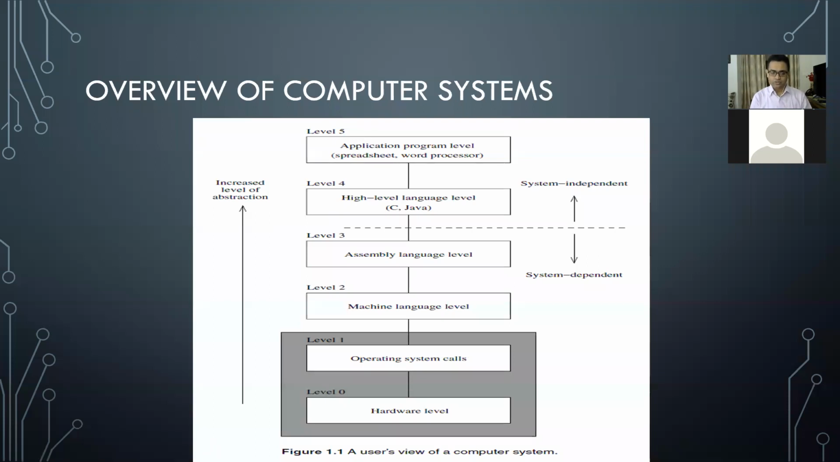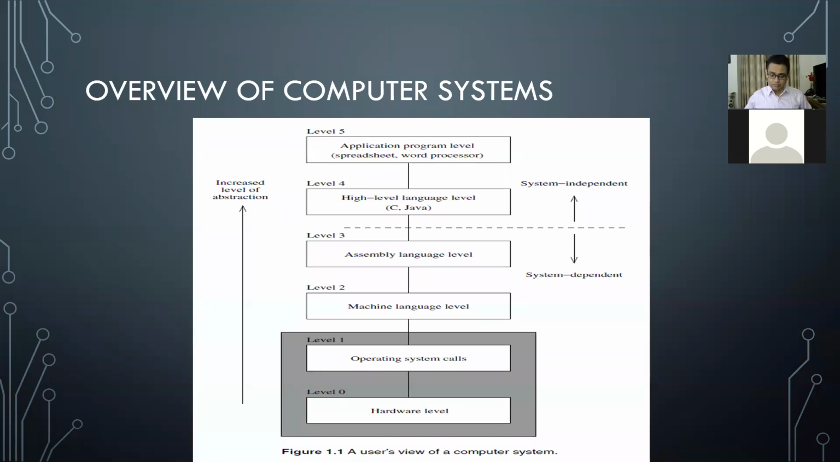If you go one level down, which is level 4, we call it high level language. We all know what high level language is: C, C++, C#, Java, Python, whatever. All of them are high level languages. Why do we call them high level? Because when we write code in these languages, the syntax is very close to human language. So we feel comfortable writing it, and that's why it's called high level language.